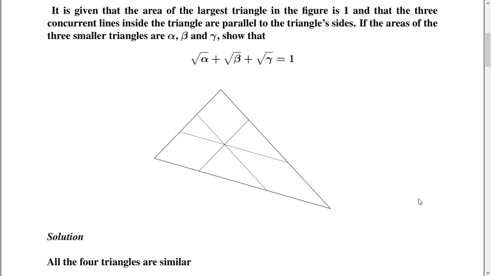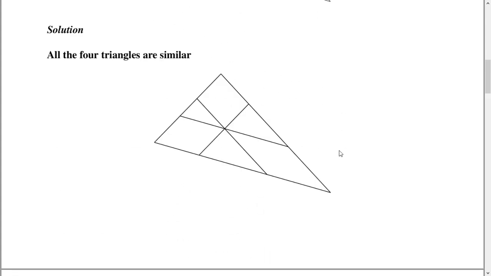So we'll first try to gather as much information as possible from the given figure. Now it's quite obvious that all the four triangles here are similar to each other because these are all parallel lines, and so the corresponding angles of the inner triangles and the largest triangle are all equal. So we have four similar triangles.